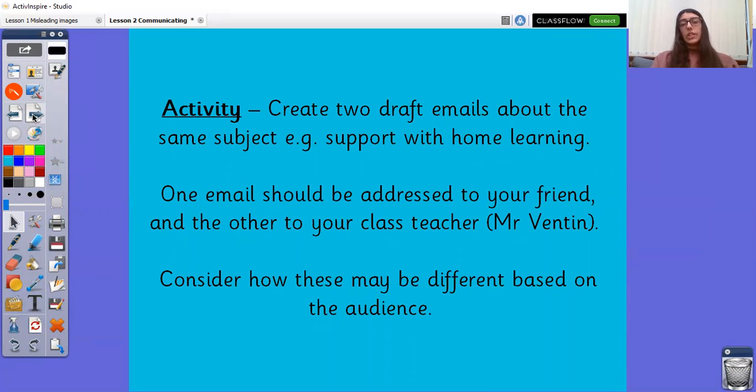Your activity today is to create 2 draft emails about the same subject. So for example, you could choose the subject support with home learning. One email should be addressed to your friend and the other to your class teacher, Mr. Ventin. Now I'd like you to consider how these may be different based on the audience. Like we said before, one might be more formal and the one to your friend might be a bit informal. Let's see what informal and formal actually means, because this might help you with your activity.